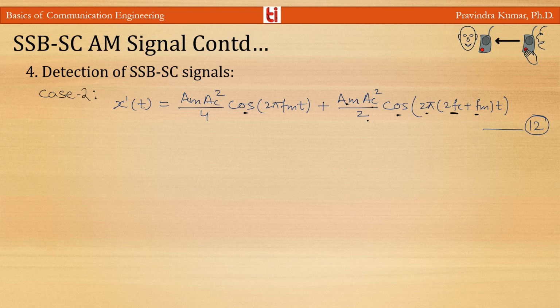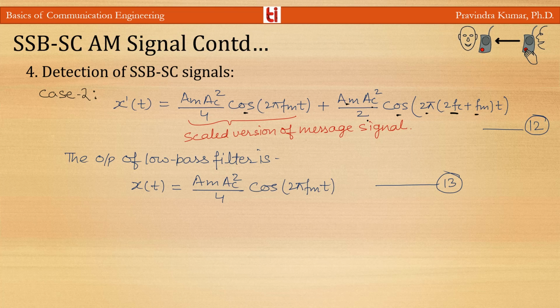The first term is the scaled version of the message signal. It can be extracted by passing this x'(t) through the low pass filter, and we will get our desired baseband signal or message signal. It is A_m A_c square by 4 cos 2 pi f_m t, and this is the scaled version of the message signal, scaled by A_c square by 4. So we can detect the SSB-SC signal, or we can say that we can extract the baseband signal from the SSB-SC signal using coherent detection.